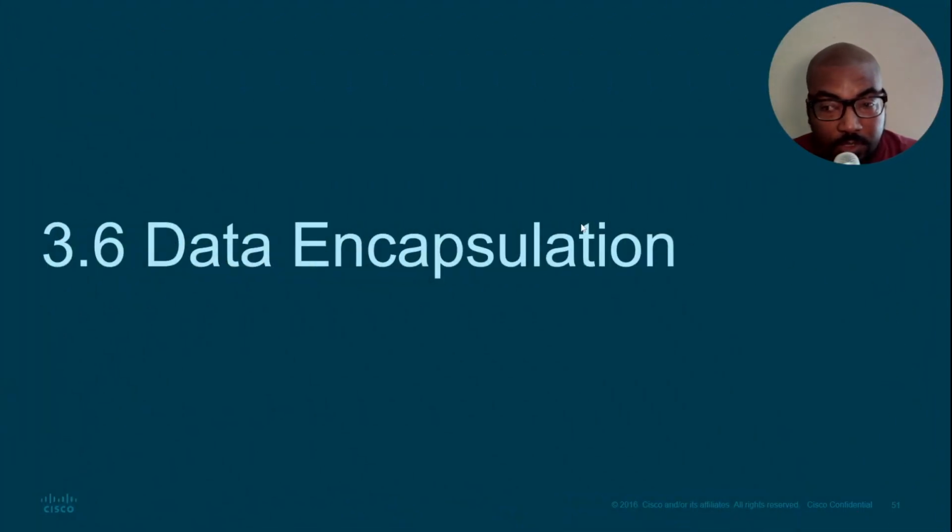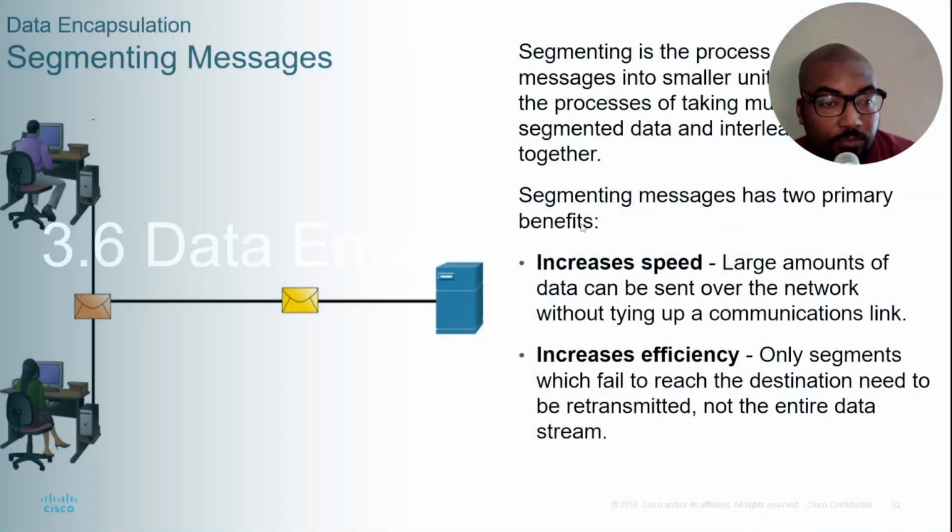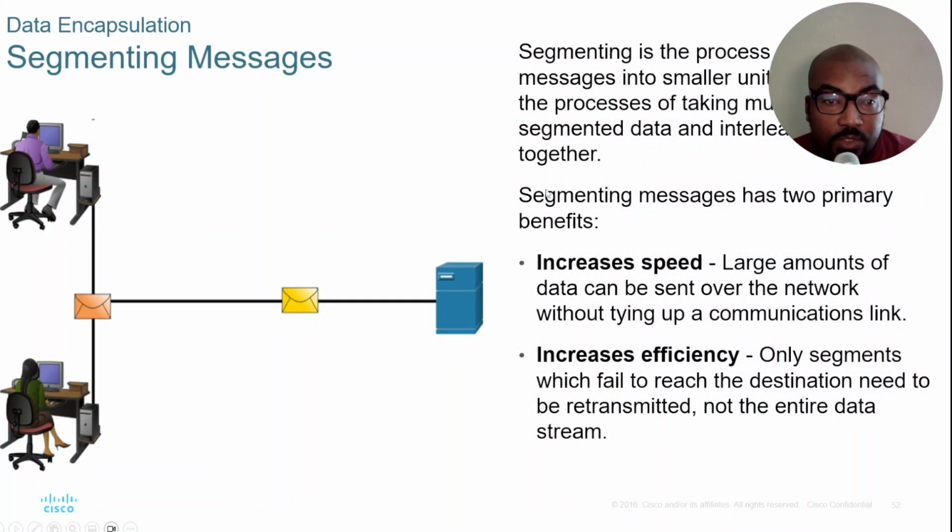Data encapsulation. Segmenting messages. Segmenting is the process of breaking up messages into smaller units. Multiplexing is the process of taking multiple streams of segment data and interleaving them together. Segmenting messages has two primary benefits: to increase speed and to increase efficiency.